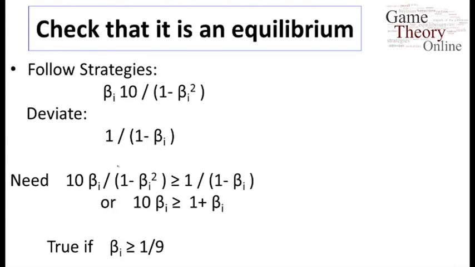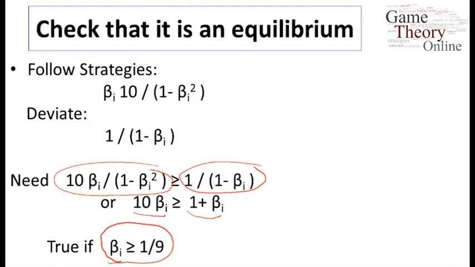I need to have the payoff of 10 times beta_i over 1 minus beta_i squared be at least as high as 1 over 1 minus beta_i. You can just solve through for that, and basically that's requiring, bring this up to the numerator over here, divide through. You want 10 beta_i greater than or equal to 1 plus beta_i, and that's true if beta_i is greater than or equal to 1/9.